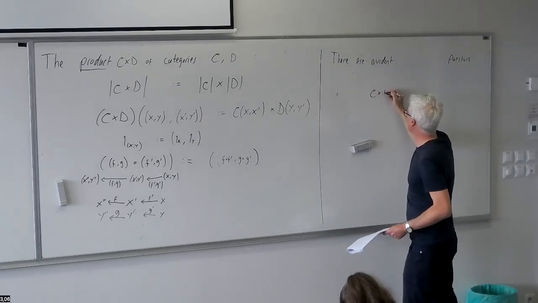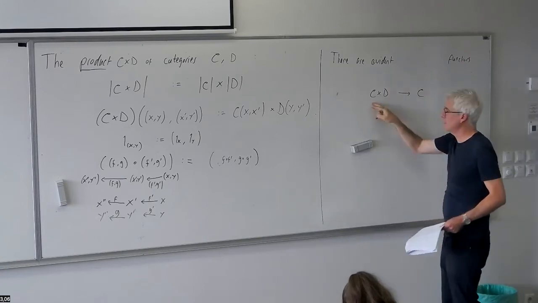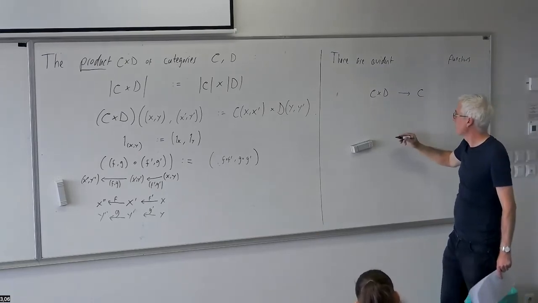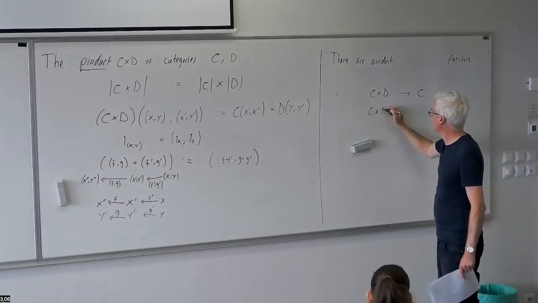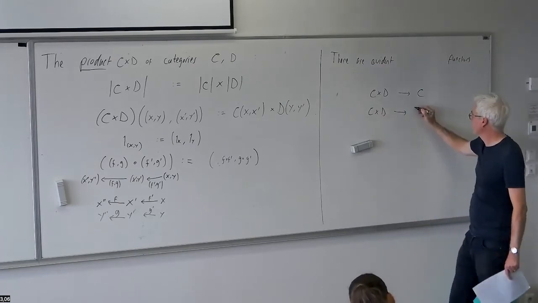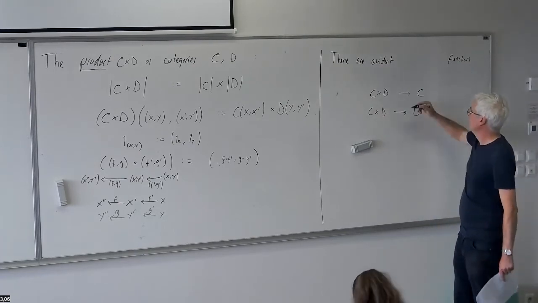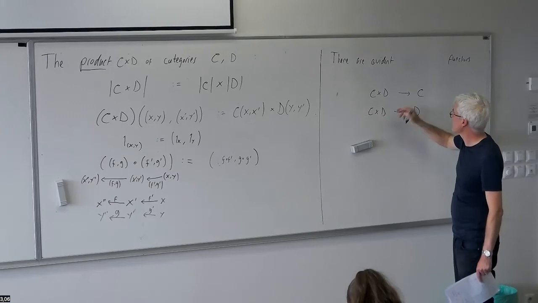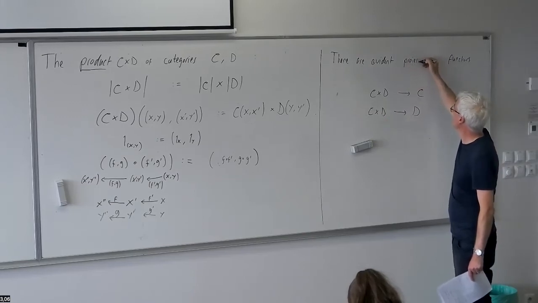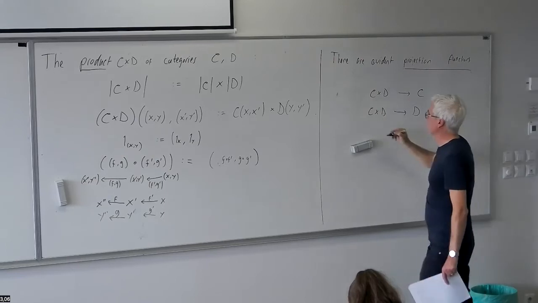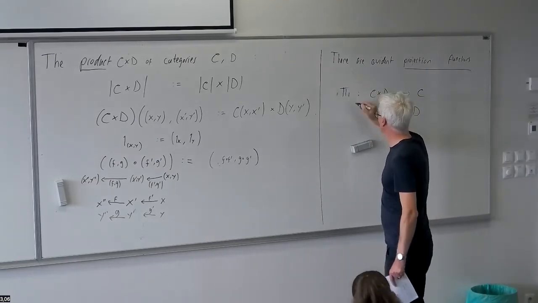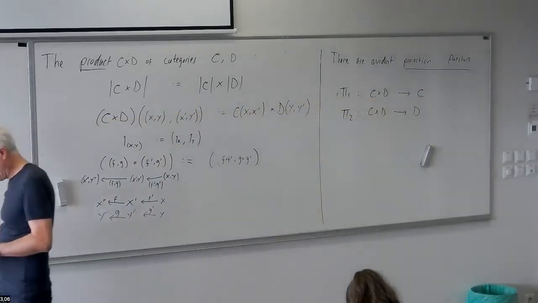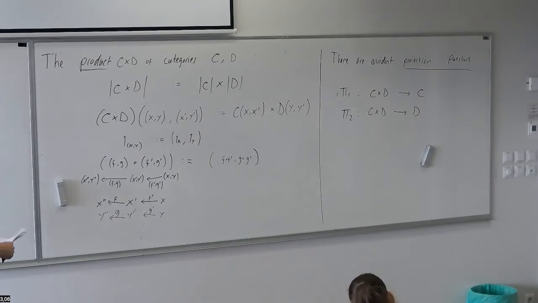So from C times D, there's a functor that takes us to C that just takes the first component of all pairs, both objects and morphisms. And from C times D, there's another one that takes the second component of both pairs, and that gives us a functor to D. These are like the things we used to have associated with products, these are projections from the products. So they're called the projection functors, and we often call these pi1 and pi2. Pi, because it's a Greek letter for P, and we're talking about projection functors.